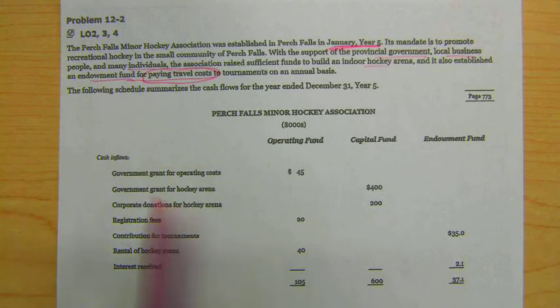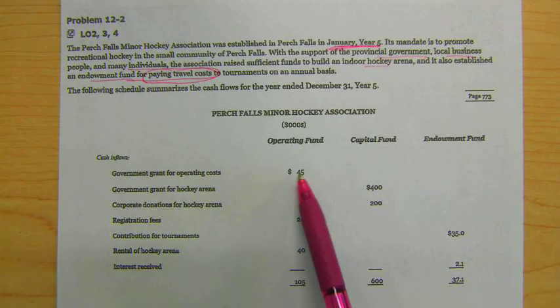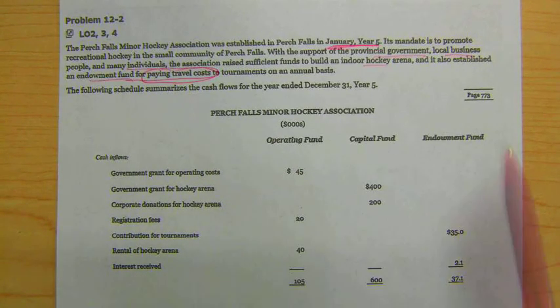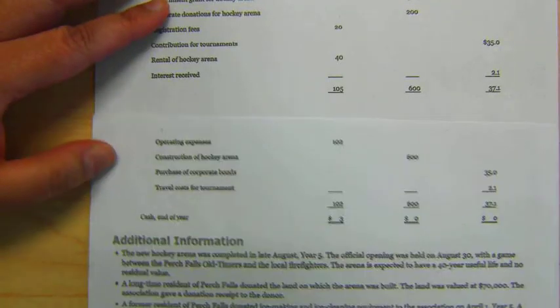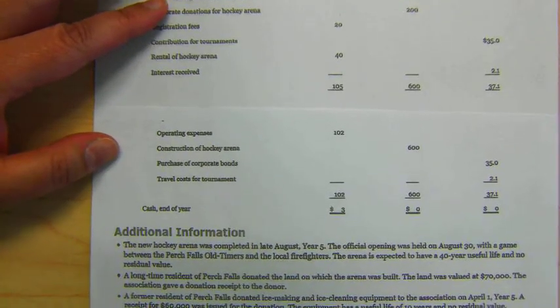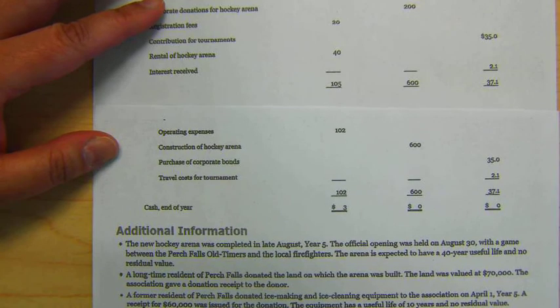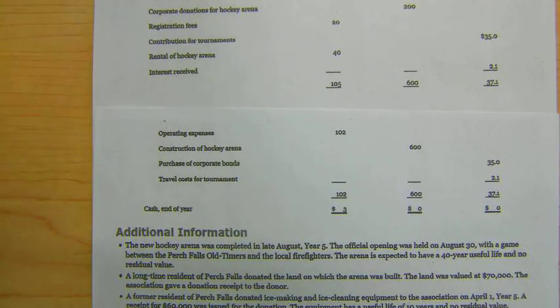And again, this time we've got the cash inflows and outflows, and we've got each of the operating, capital and endowment funds, and I believe it's from the beginning of the year. Yes. So it continues below with the expenses, and it tells you the cash at the end of the year, which is great if we were doing a cash flow statement, but we're not, so that's why we have to play around with this.